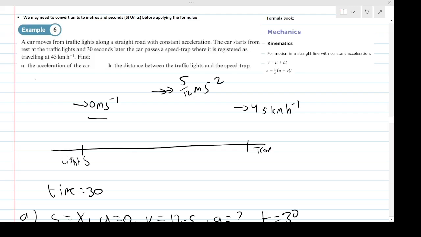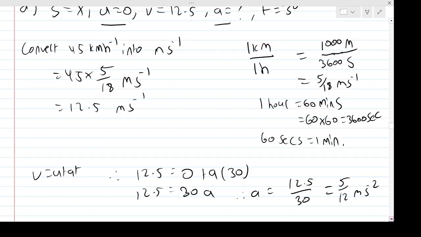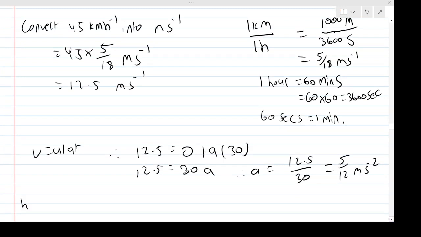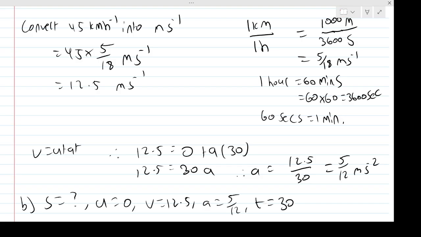Okay, then in part B, what's the distance? So this distance here in metres. Okay, so what's that distance going to be? Well, again, if we use SUVAT here, I want to work out what s is. u is 0, v is 12.5, a we worked out to be 5 over 12 and t is 30.